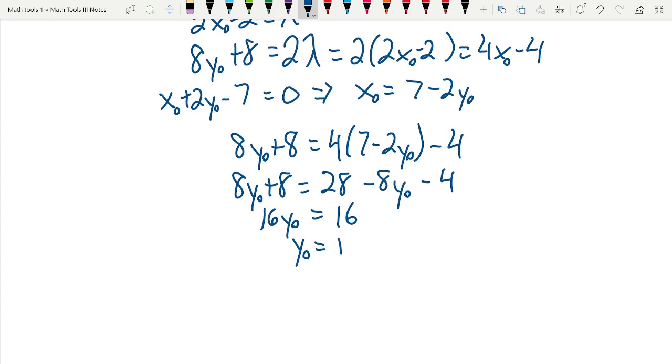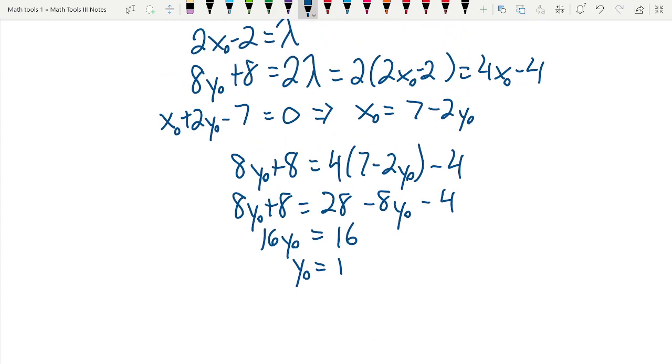So we have that y zero is equal to 1. We can go ahead and plug that in right here to find x zero. So this tells us that x zero is equal to 5, not 6. And that is the only point that we're getting here. Okay, so the lambda is kind of like a dummy variable here. We don't actually come out with an answer for it.